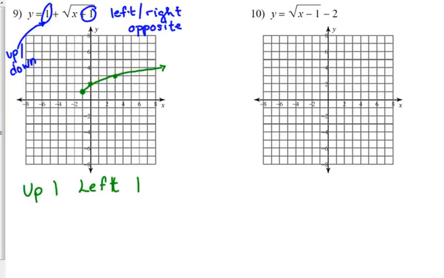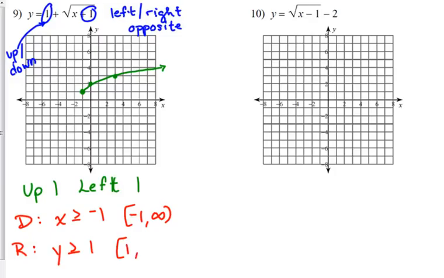Oh yes, I didn't do the domain and range. Okay, so the domain of this one, we shifted it left 1 unit, so instead of it being greater than or equal to 0, it's going to be greater than or equal to -1. The range, we shifted up 1 unit, so instead of y being greater than or equal to 0, it's going to be y is greater than or equal to +1.